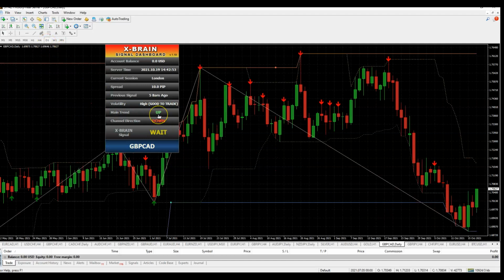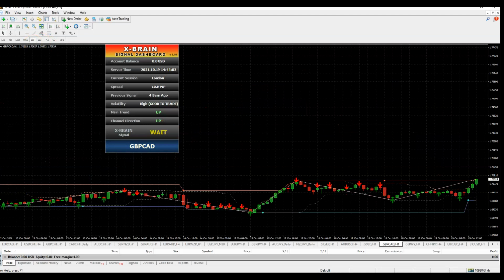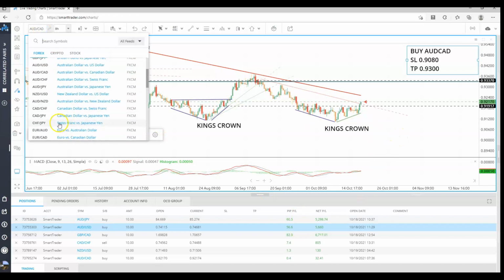The daily chart, the main trend is up, even though the channel direction is down. Does not matter as long as the trend is up on a daily, 4-hour, and the 1-hour chart. And I go to my chart and pull up pound Canadian.